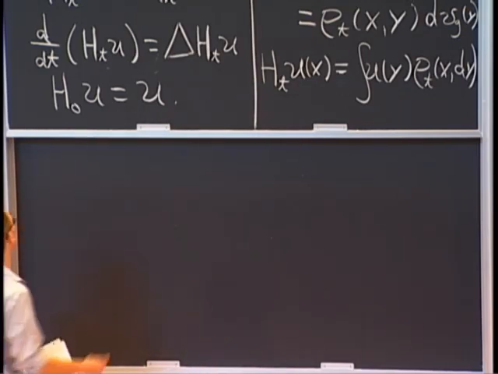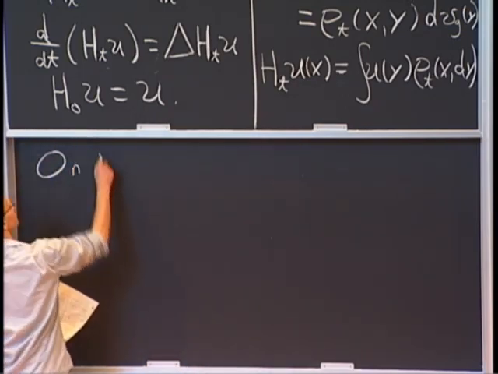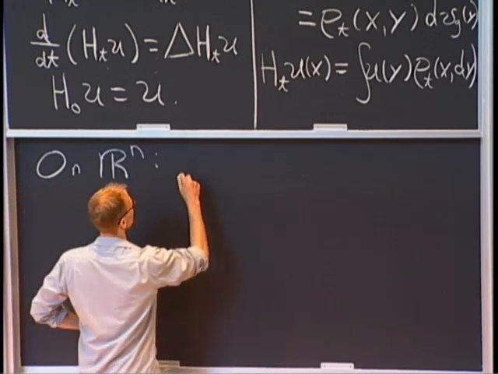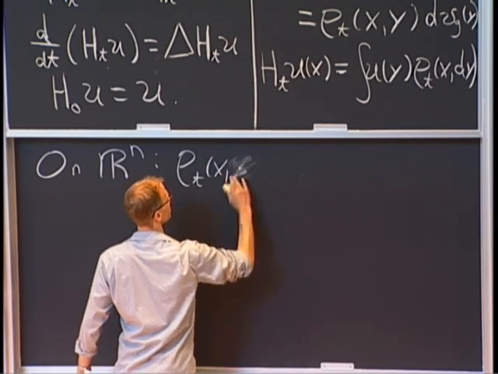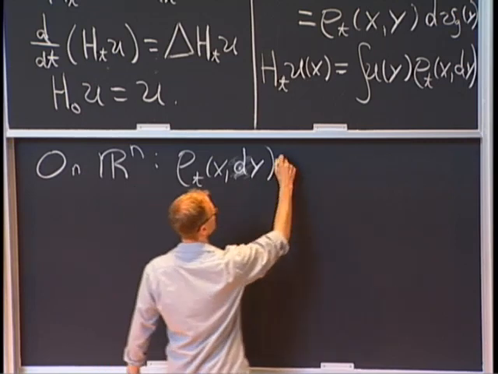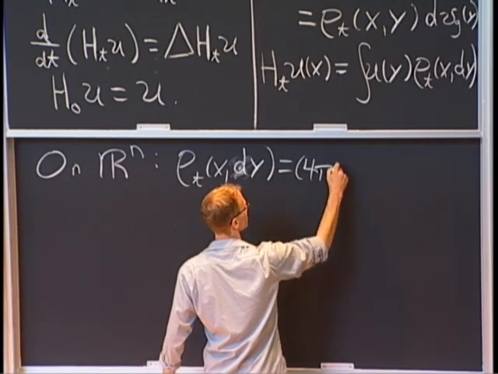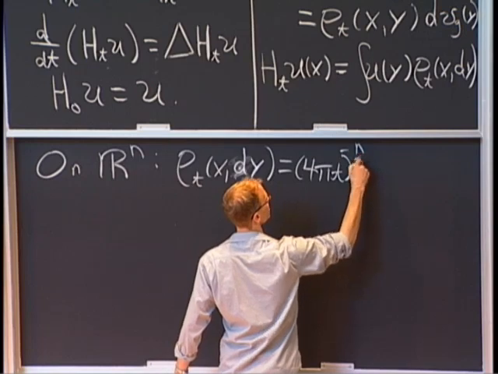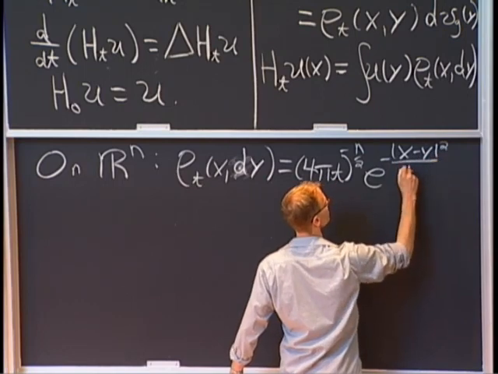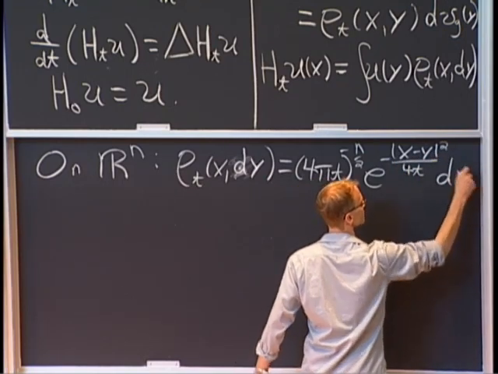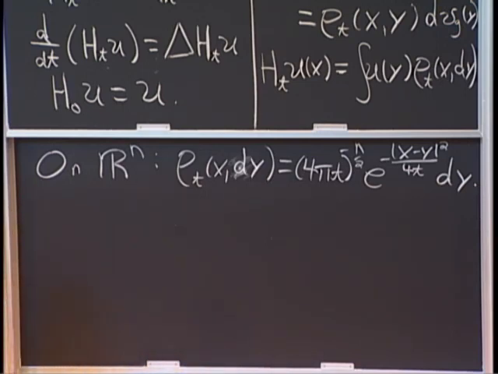Just for the sake of it, on Rn, what we just get is the Gaussian measure. So the heat kernel is nothing but the Gaussian measure. And maybe this can be homework.